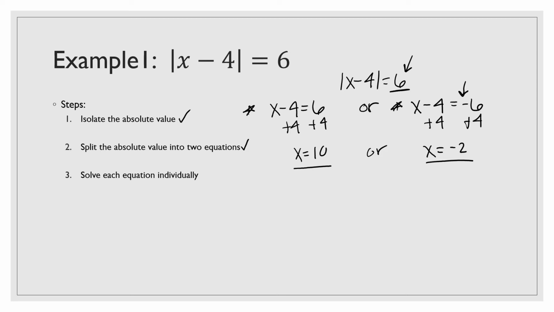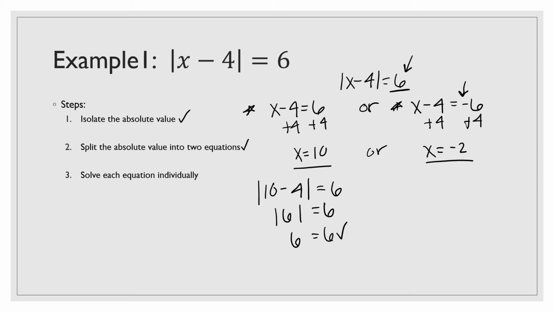And just like if we were solving equations, you can actually take both of these answers and plug them in one at a time and show that you do get a true statement. So let's try that for this example. If we plug in 10, we get the absolute value of 10 minus 4 equals 6. Well, 10 minus 4 is 6. And we do know that the absolute value of 6 is 6. So yes, that gives us a true statement, meaning 10 is a solution to this absolute value equation.